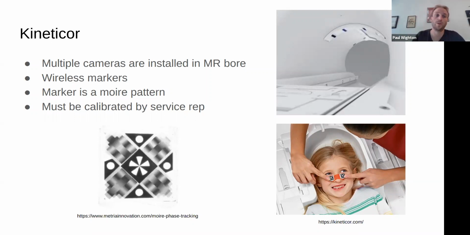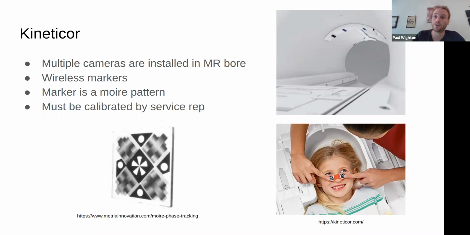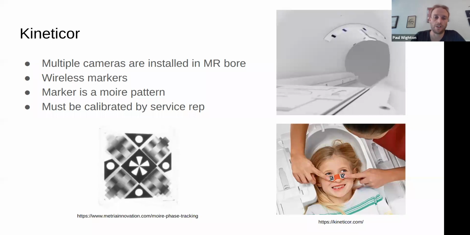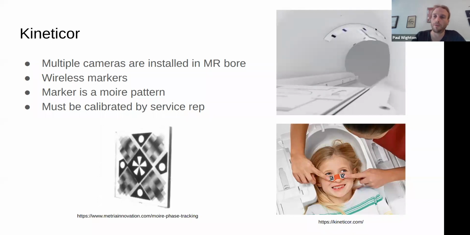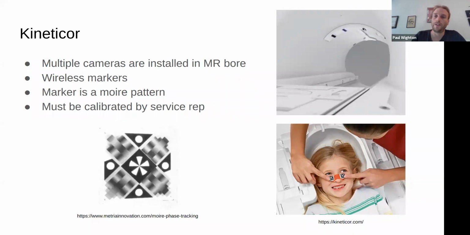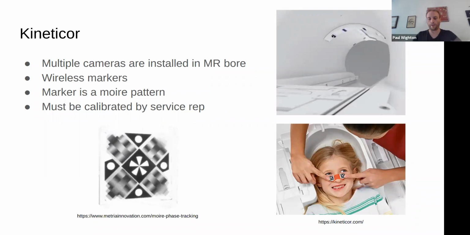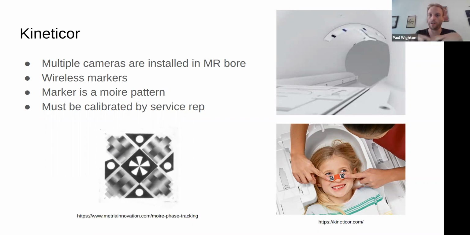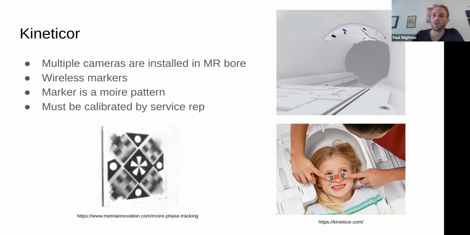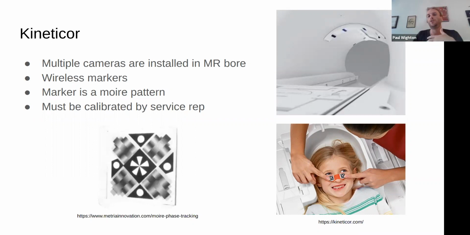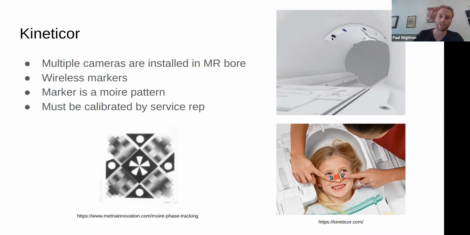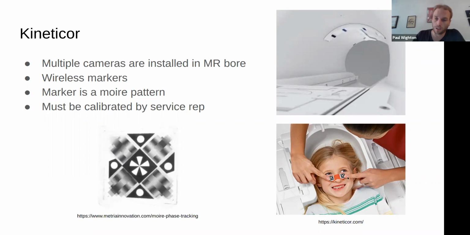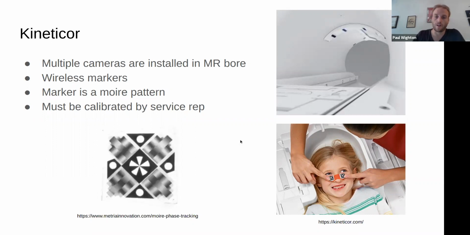So the Kineticor works with multiple cameras inserted into the bore. It's not a stereo-based system, to my understanding. I've never worked with Kineticor, but my understanding is these aren't used to do some sort of stereo inference, but it's used so that no matter what head coil you use, there should always be a line of sight from at least one of the cameras to this marker that is placed on the subject.